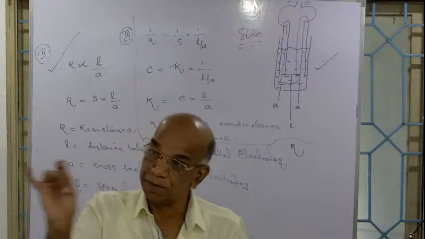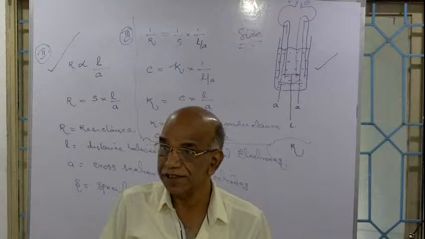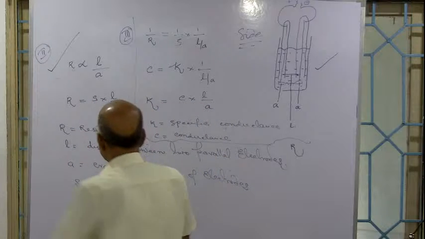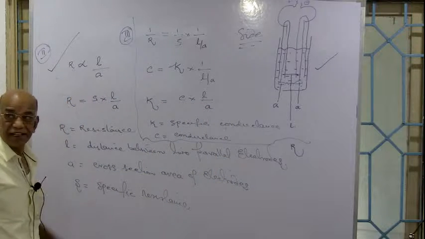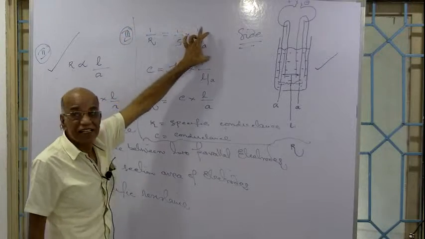Experimentally, resistance R is directly proportional to the distance between the two parallel electrodes and inversely proportional to the cross-sectional area of the electrodes. We have taken the reciprocal of this.